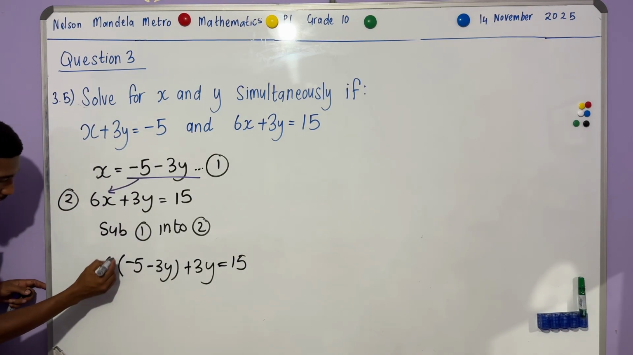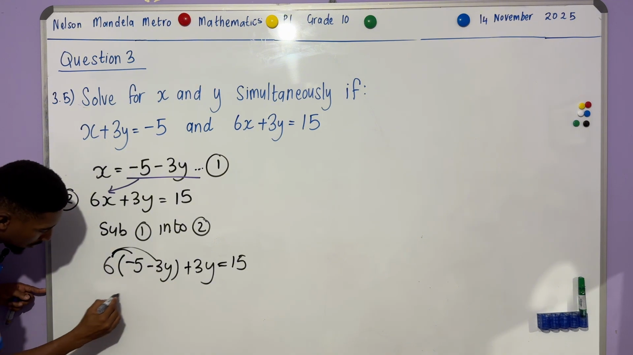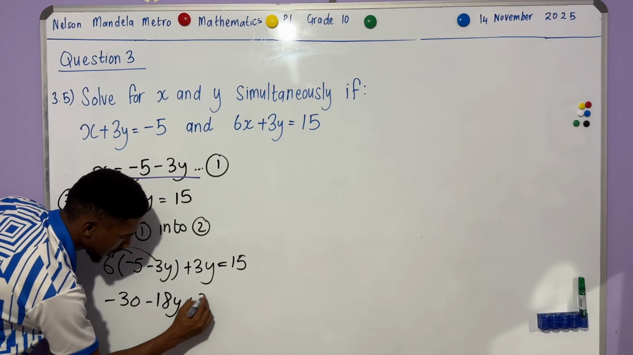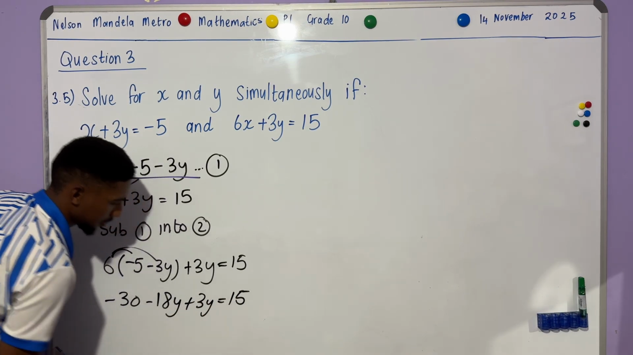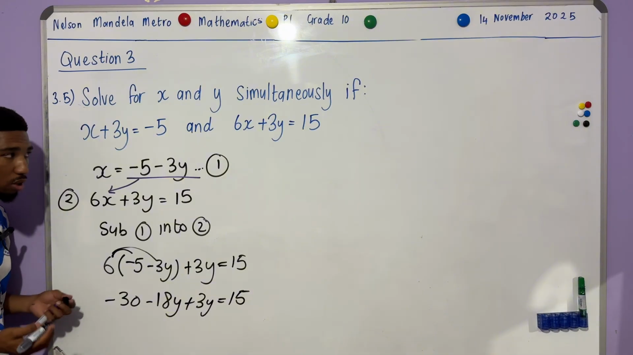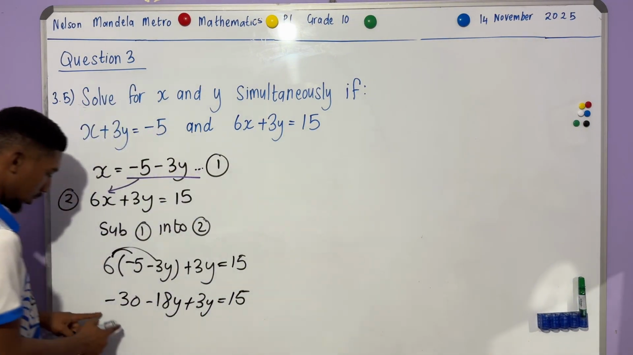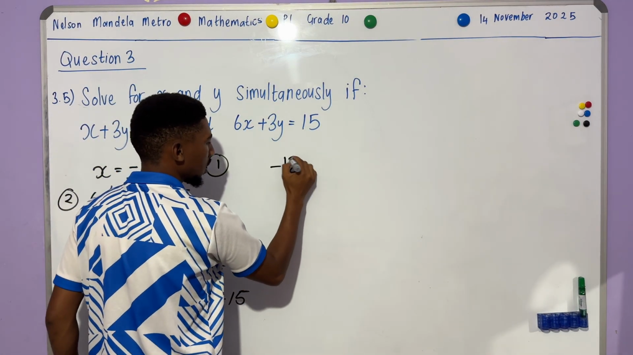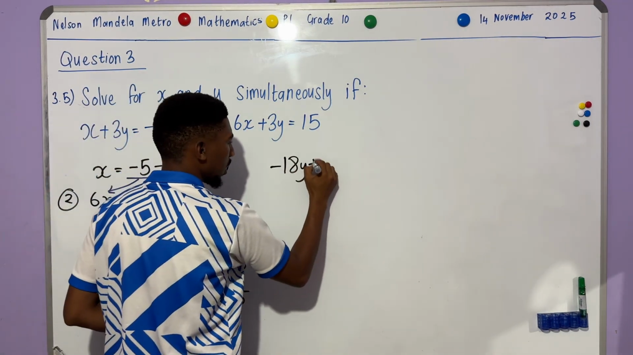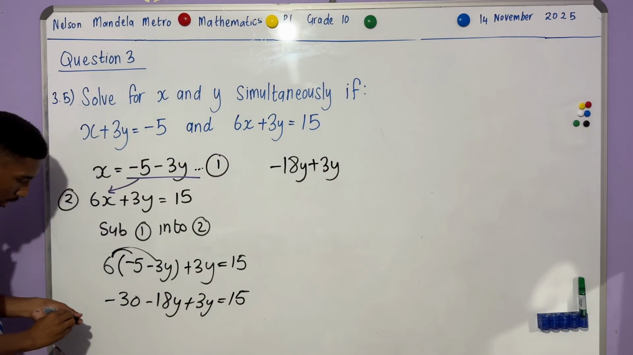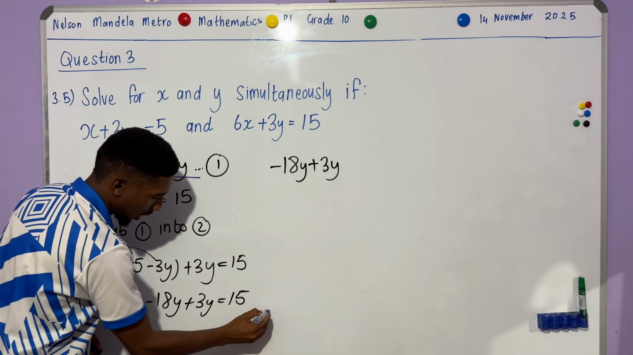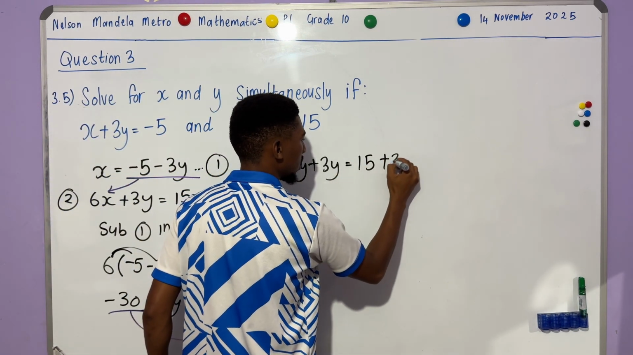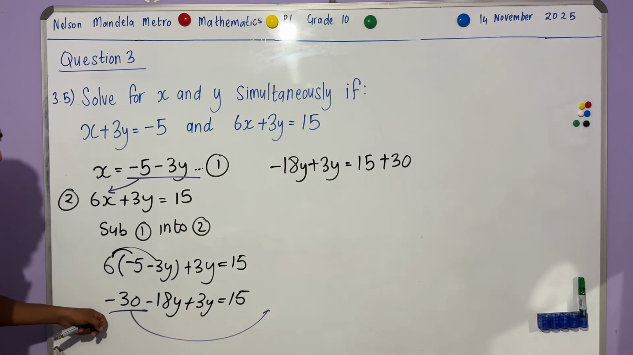Now I take the 6 and I multiply it inside. I have minus 30 minus 18y plus 3y equals 15. I'm just going to solve for y. So I'm going to take the minus 30 over, and I'll be left with these two terms. So I have minus 18y plus 3y. I am taking the minus 30 over because I want only the y terms on the left hand side alone. It's equal to 15 plus 30. That's the negative 30 that I took over.